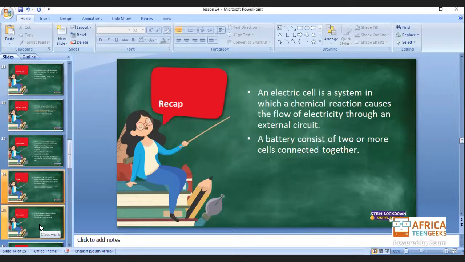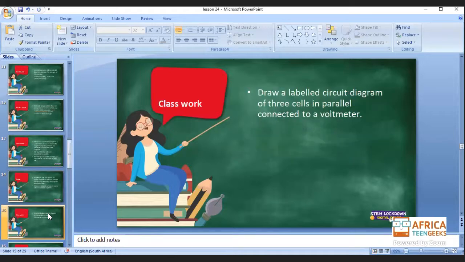Let us actually recap that an electric cell is a system with a chemical reaction, we've done that one. And then let us look at this, grade 9. How do you draw a labeled circuit diagram of 3 cells in parallel connected to a voltmeter? Can you do that? I am sure everybody can do that because I've shown you.